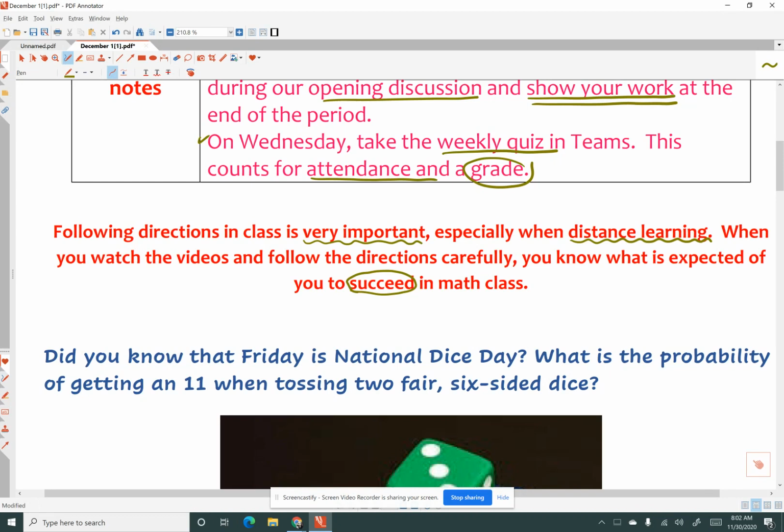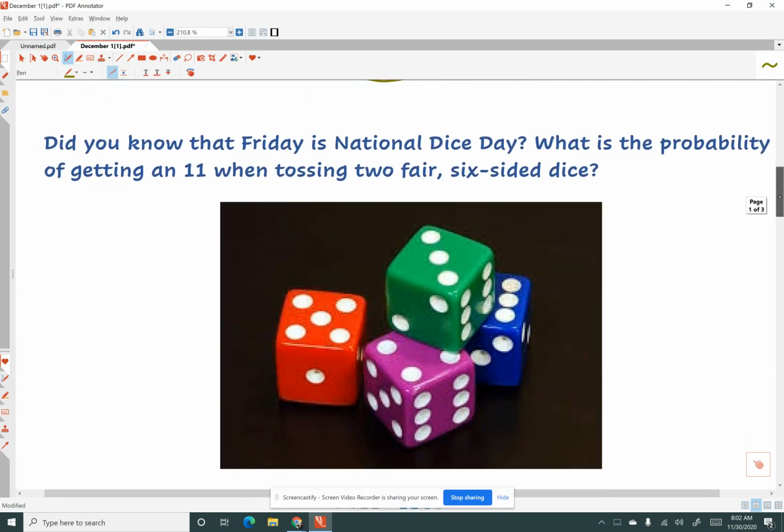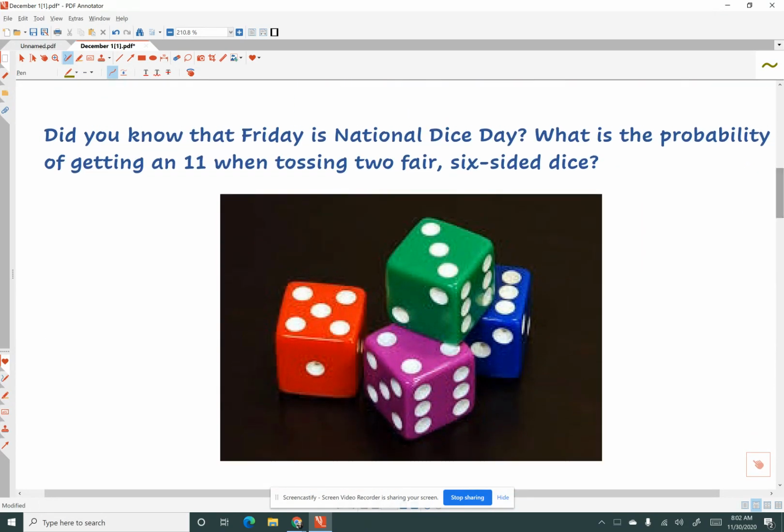So today is National Dice Day. I just thought I'd look for some obscure holiday and tell you about it. So I have kind of a do now before the do now. The question is, what is the probability of getting an 11 when tossing 2 fair 6-sided dice? A fair 6-sided dice is like the dice you see in the picture that come with most games we play. Each side has a 1, a 2, a 3, a 4, a 5, or a 6.